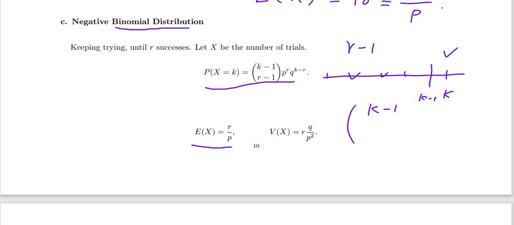So we just put k minus 1 here, like the previous one. Among the k minus 1, you pick r minus 1 for success. So the total number of successes is r, and the number of failures is k minus r. Right?